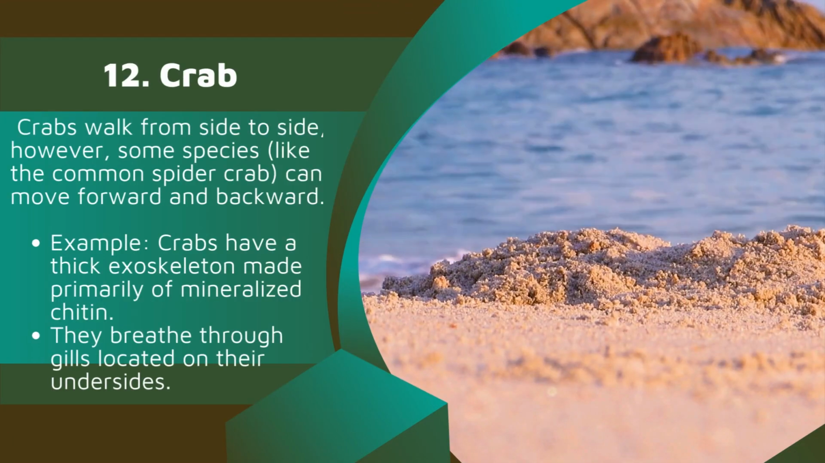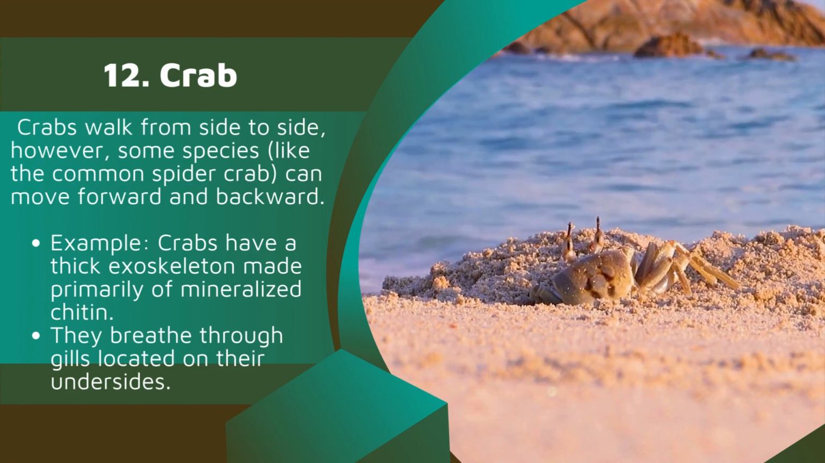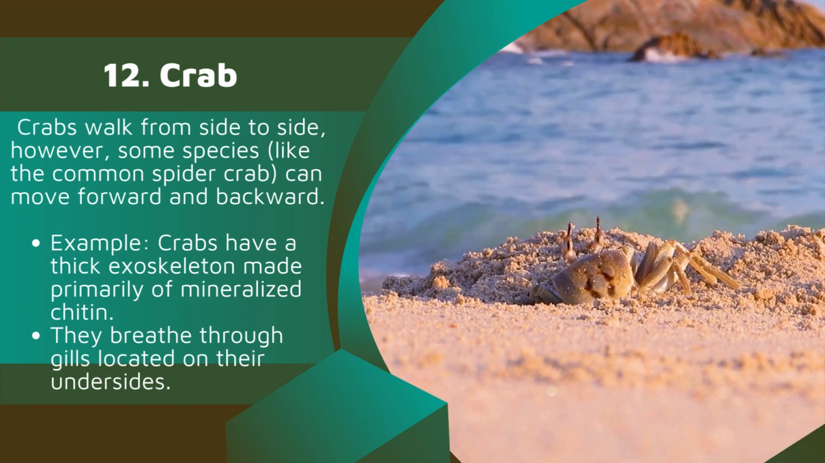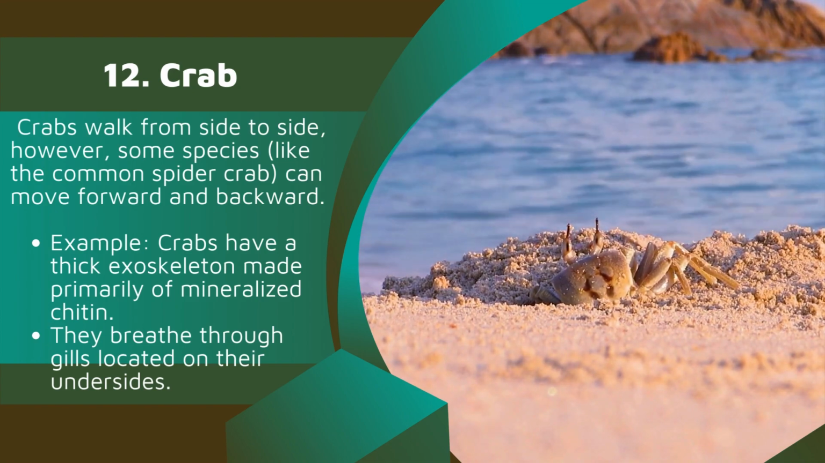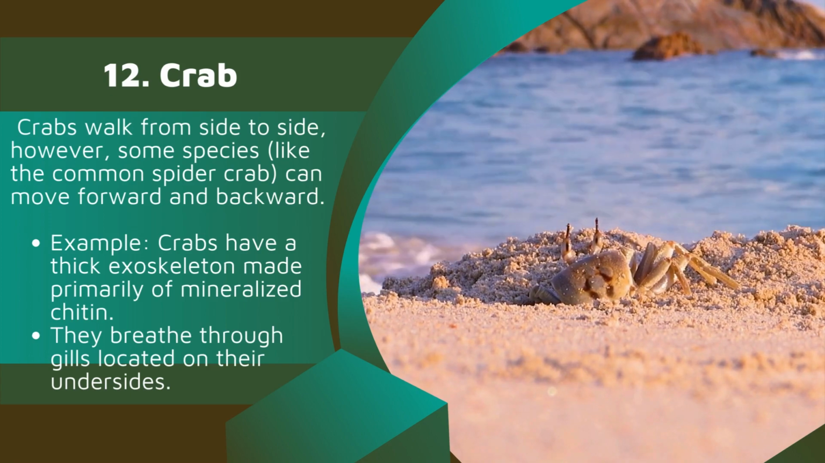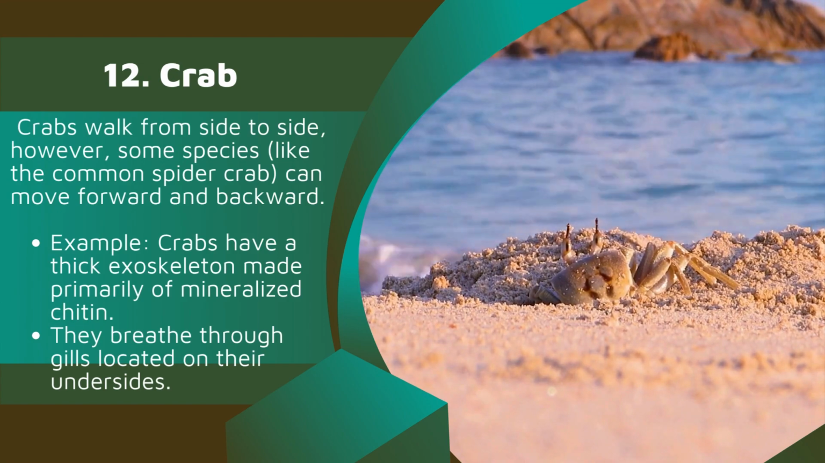12. Crab. Crabs walk from side to side. However, some species, like the common spider crab, can move forward and backward. Example, crabs have a thick exoskeleton made primarily of mineralized chitin. They breathe through gills located on their undersides.